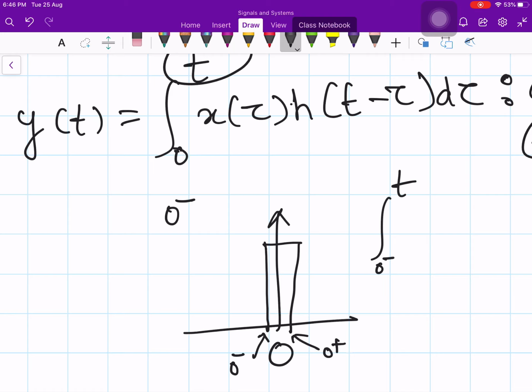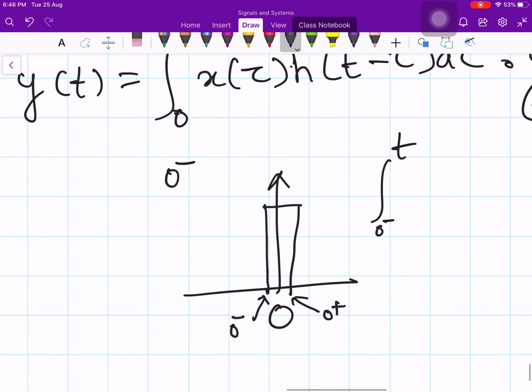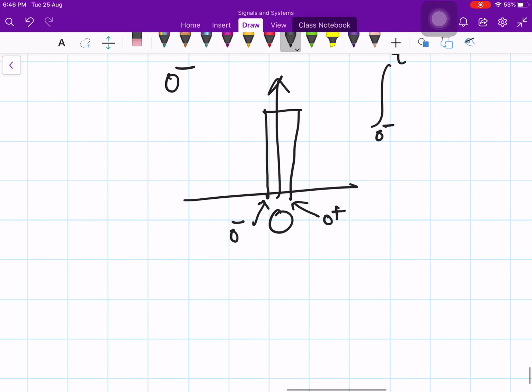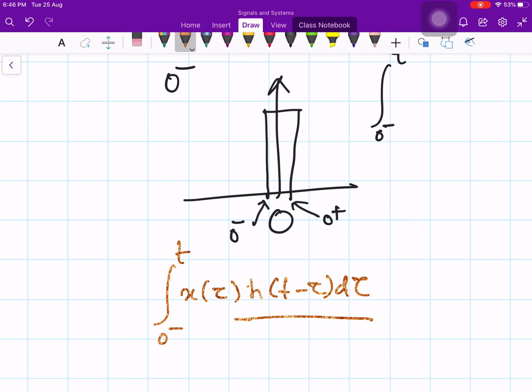Therefore it is advisable for us to start from 0 minus to t of x of tau h of t minus tau d tau, if the impulse is located at t equals 0, because the impulse has some finite width. So the starting point is 0 minus and the ending point of the pulse is 0 plus. Therefore you start the integration from 0 minus, otherwise you will miss that impulse.